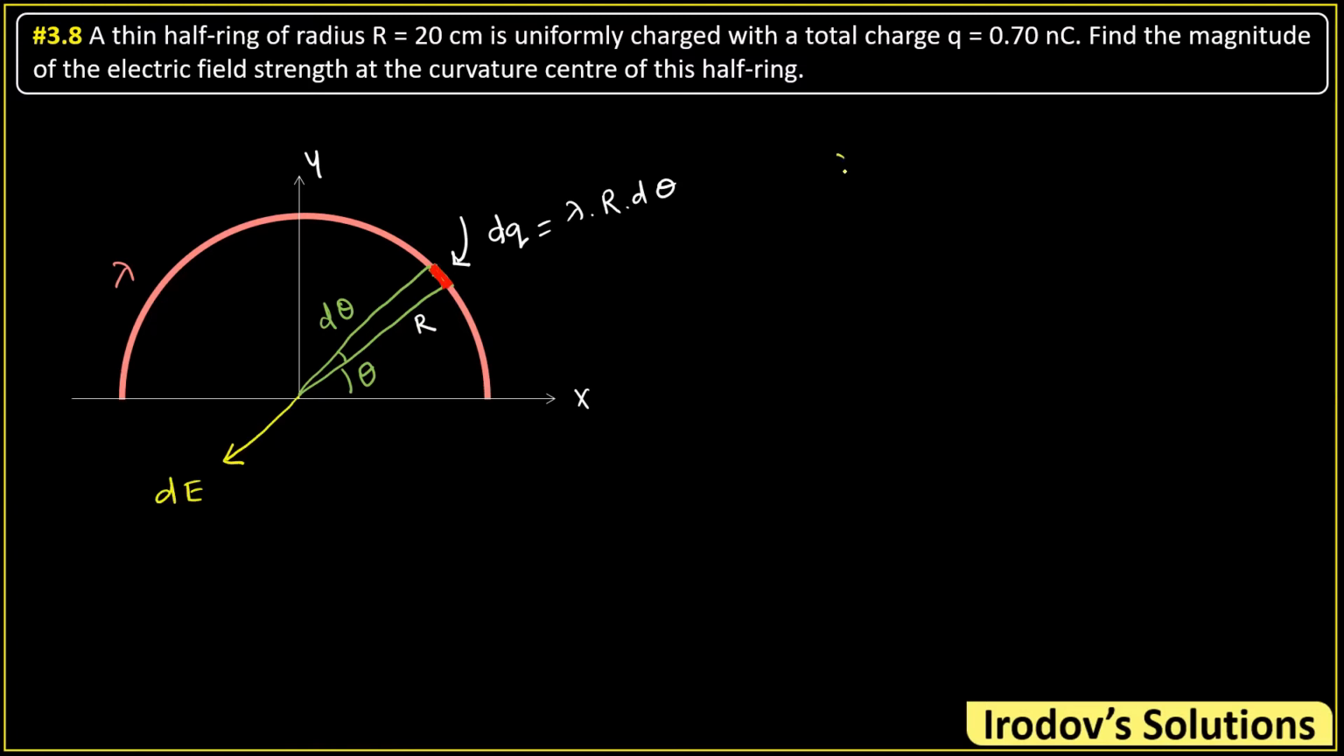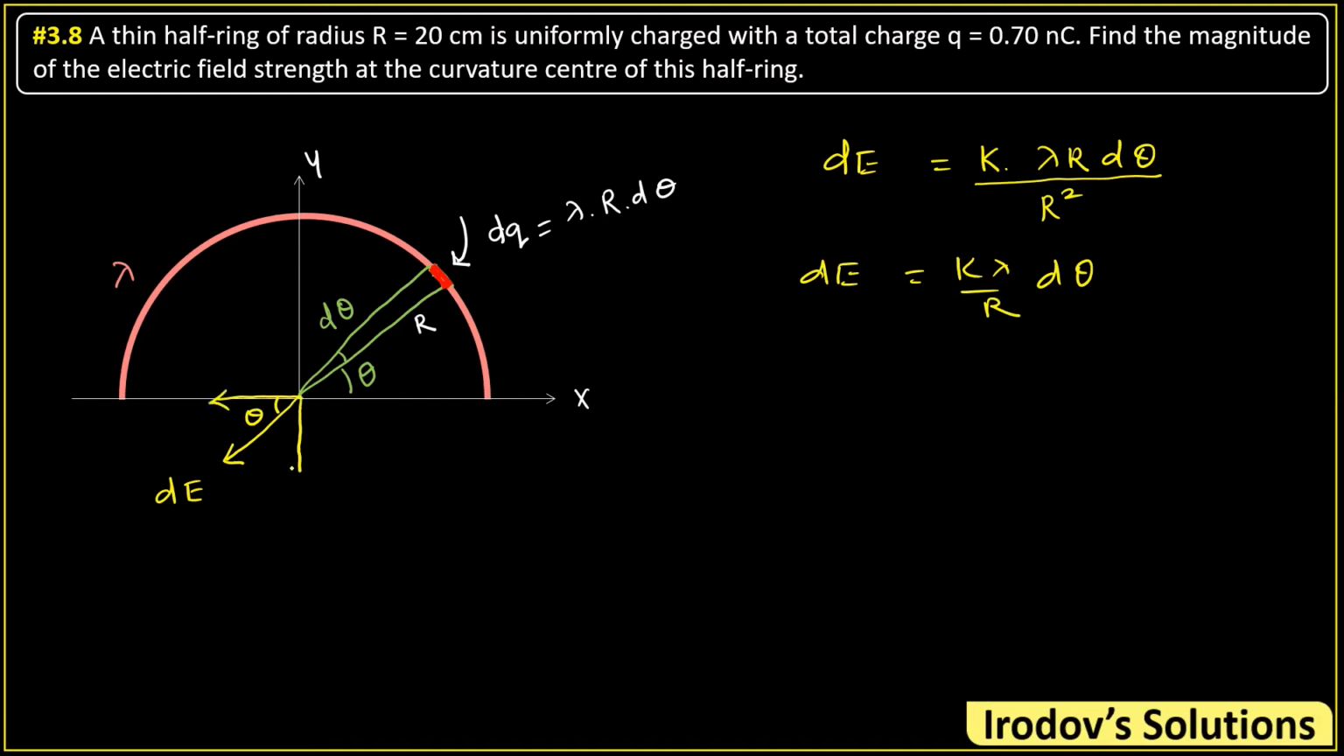So we can write dE is equal to k dq, and that dq is lambda r d theta, divided by distance squared, that is r squared. So dE is equal to k lambda by r d theta. This electric field will have some component along this direction and some component along this direction, and this component is dE sine theta, and this component is dE cos theta.